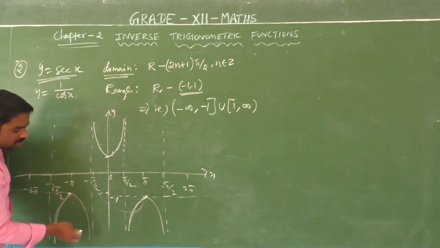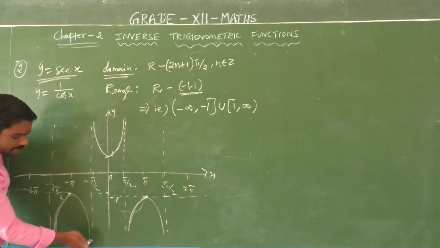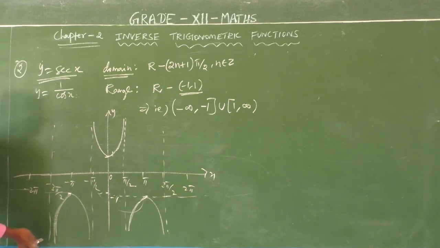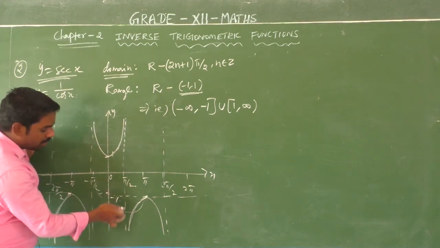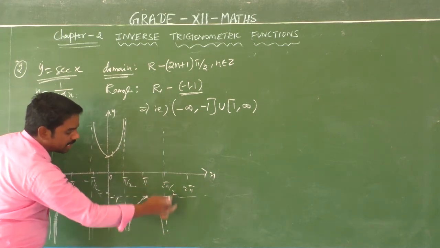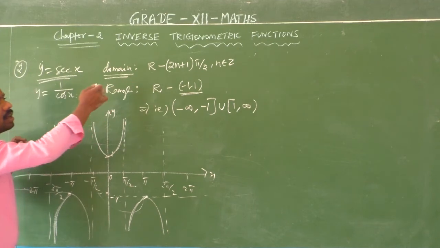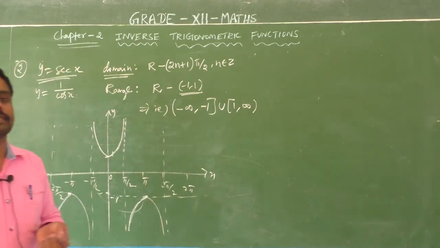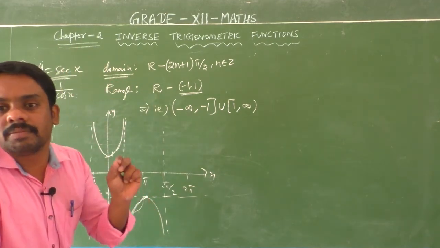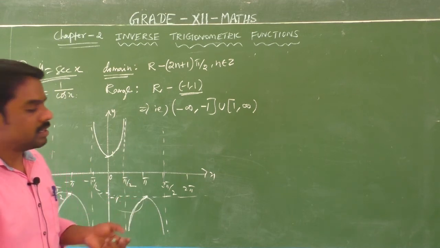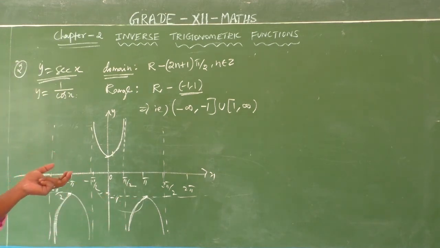This curve does not touch at x equal to minus pi by 2 and x equal to minus 3 pi by 2, x equal to pi by 2 and x equal to 3 pi by 2 and so on. Odd multiple of pi by 2. This curve does not exist at the points odd multiple of pi by 2. Okay, this is a secant x curve.